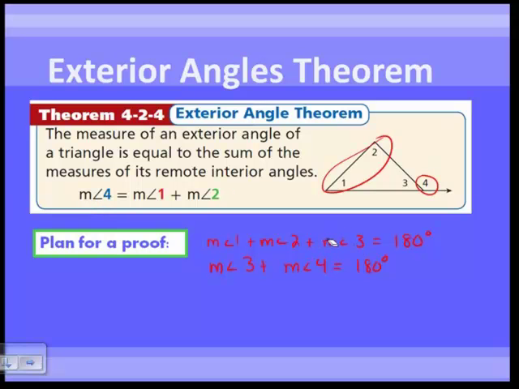Well, the common thing they both have right here is angle 3. So if I take this one right here and solve for angle 3, let's see what we get. Or actually, I can just set these two equal to each other because they both equal 180. So I get the measure of angle 3 plus the measure of angle 4 equals the measure of angle 1 plus the measure of angle 2 plus the measure of angle 3. And then if I subtract the measure of angle 3 from both sides, subtraction property, I get the exterior angle, angle 4, is equal to angle 1 plus angle 2, which are your two remote interiors.